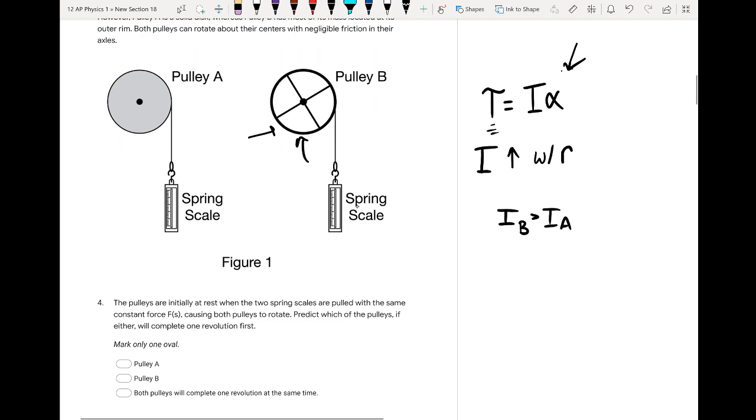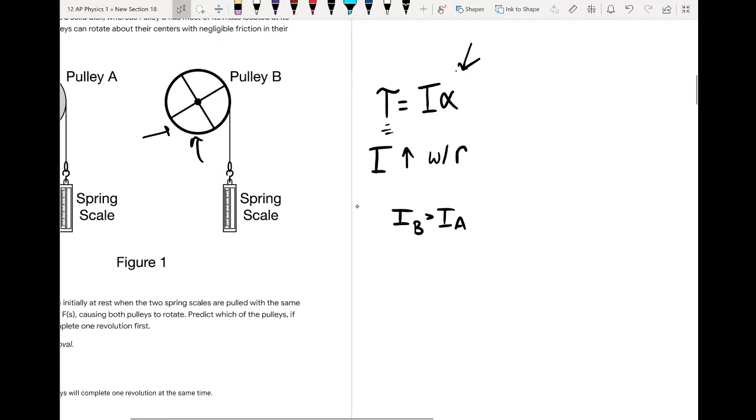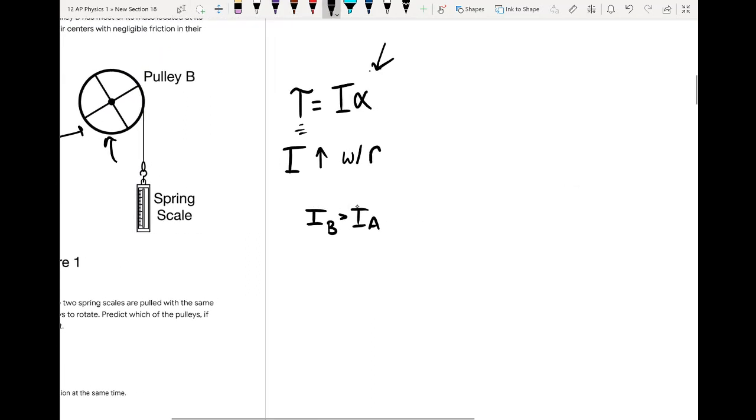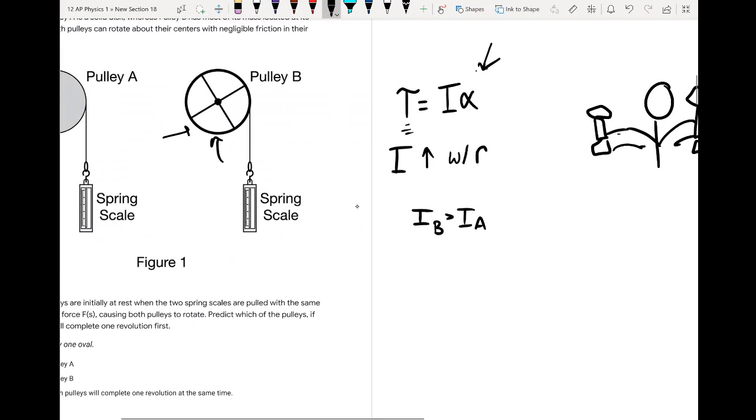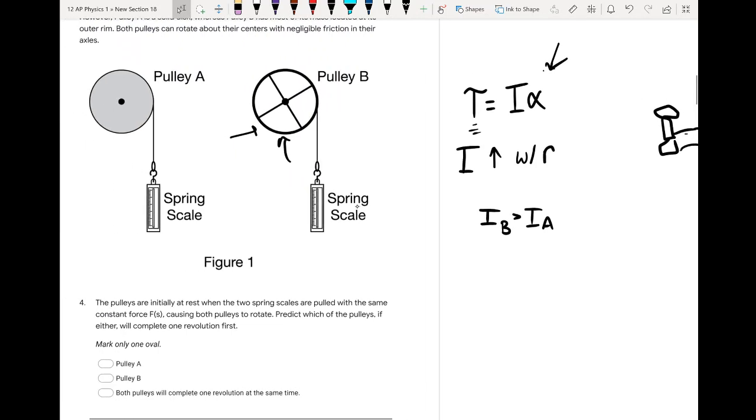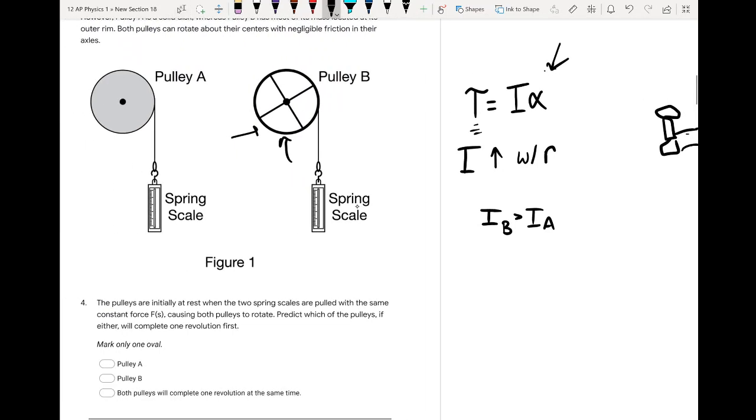And if we think about the fun stuff with rotational inertia, like if we take those weights and we're standing on the platform, if we hold them far away from ourselves, we know it's harder to move. But if we bring them closer, it's easier for us to spin. So if our mass is more centrally located, closer to the central axis, then I is going to be less. So we see in this case, pulley B has a greater rotational inertia than pulley A.